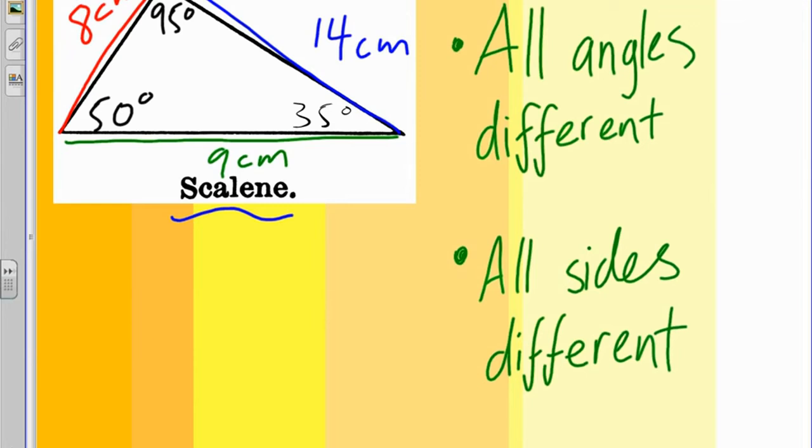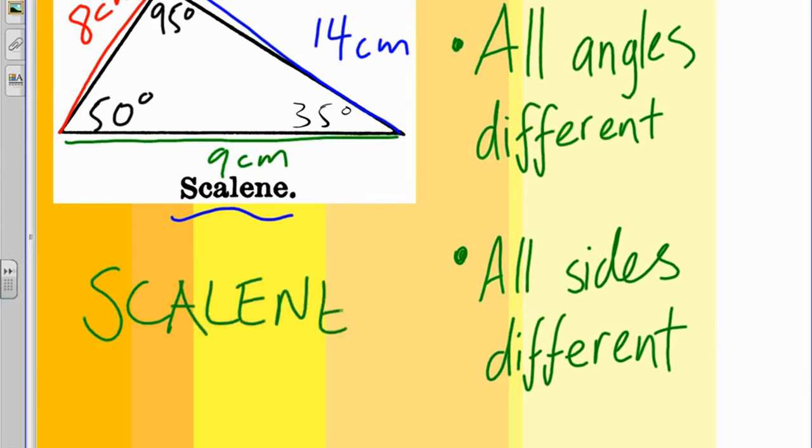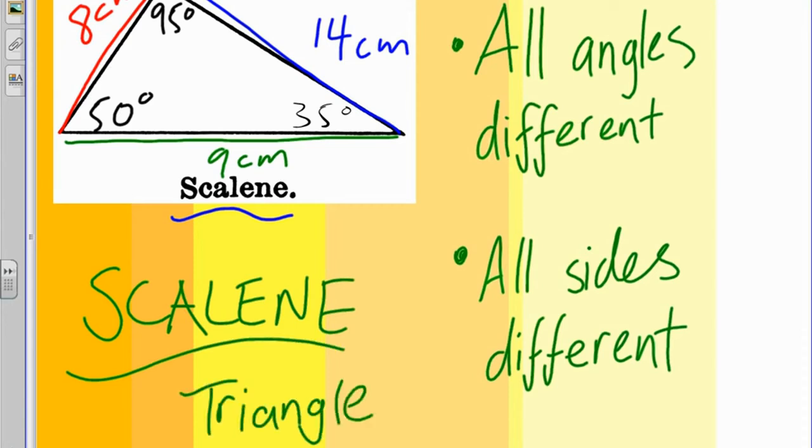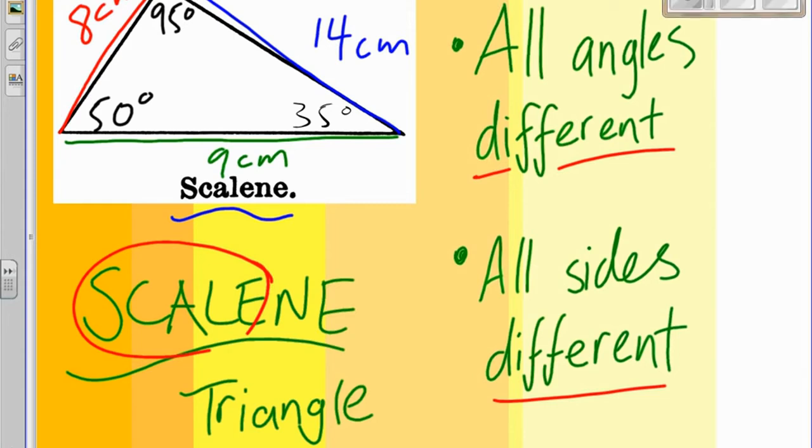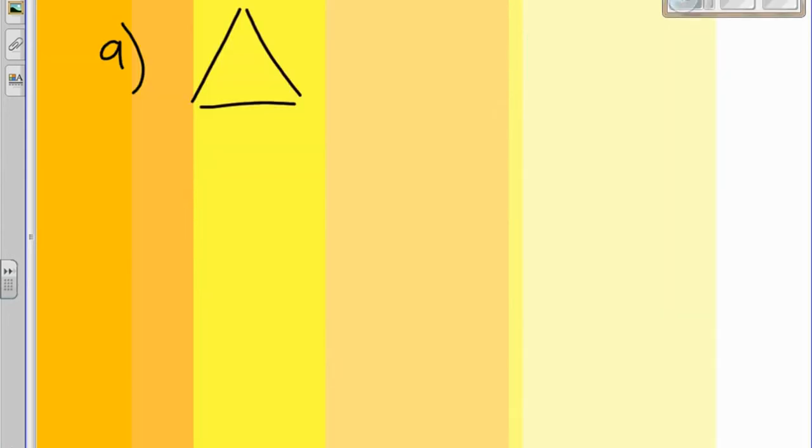If my pen behaves, I'll draw it. And I'll even draw it in green if it behaves. Scalene triangle. And I remember that he's scaly. I like to remember that he's scaly because it's got the scale in it. He's a scaly triangle. He's got no friends because he's so different. Everything about him is different. So he's the lonely triangle. No one likes to play with him. His angles are different and his sides are different.